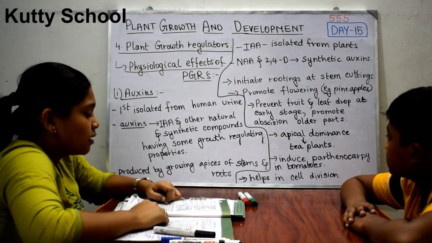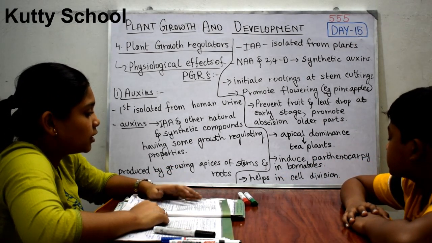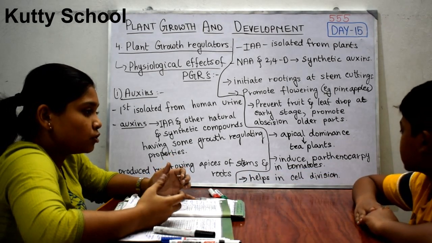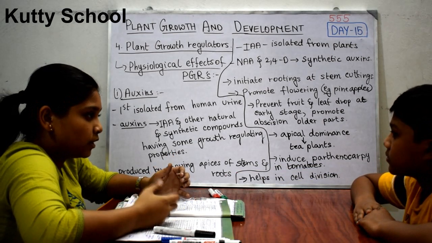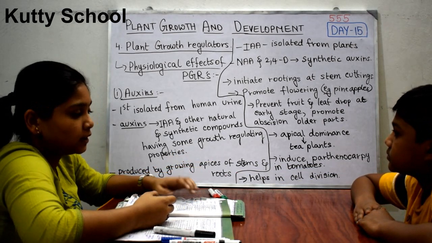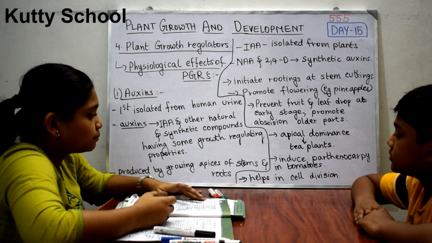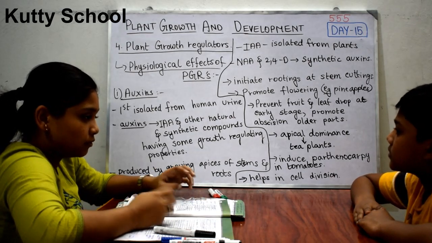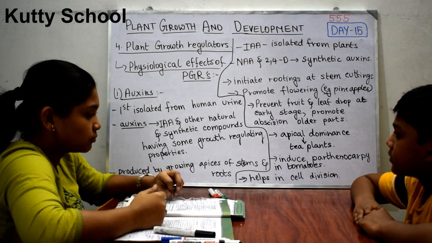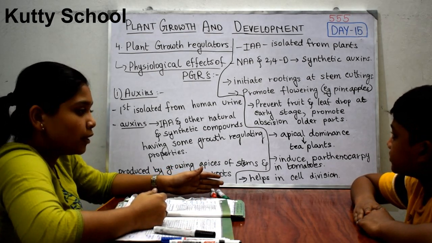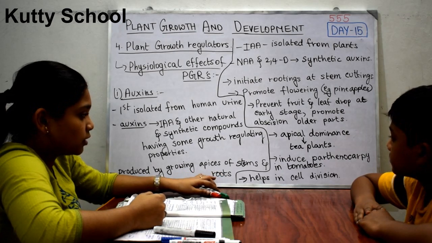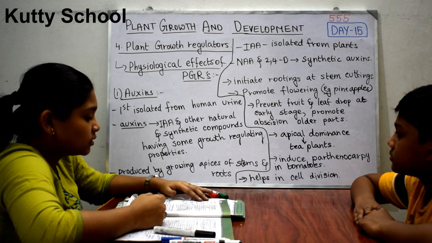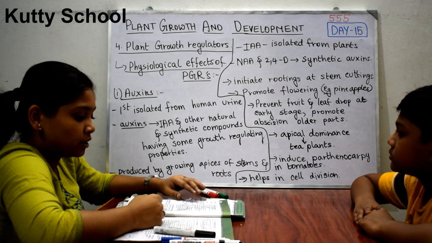These auxins induce parthenocarpy in tomatoes. Parthenocarpy is the production of fruits without fertilization, which we have already seen in the chapter. Even without fertilization, they will produce fruits. So it induces parthenocarpy in tomatoes, where no fertilization occurs if you add auxin to the plant. And these auxins help in cell division, differentiation and so on.